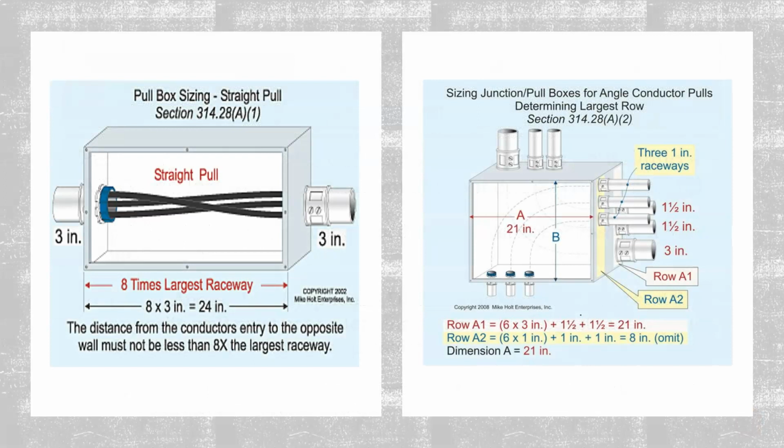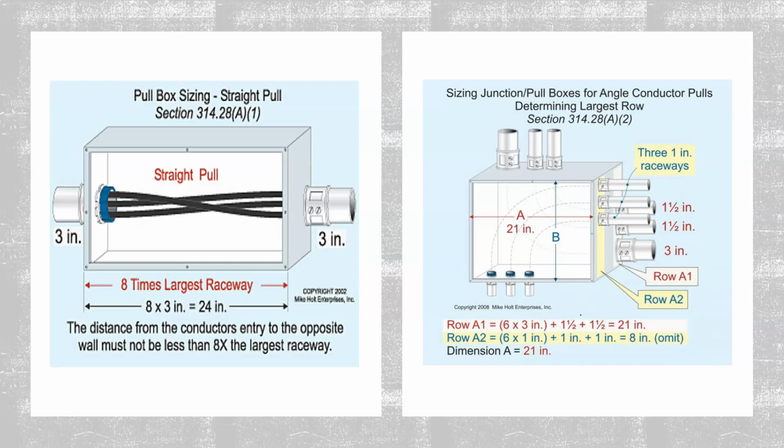So for our visual representations here, on our left-hand side, we're talking about A1 for a straight pull. For this picture, we have a 3-inch raceway entering the box and a 3-inch raceway leaving the box, and we're making a straight pull between the 2. So all we're going to do in this situation is take the largest raceway, in this case they're both 3-inch, and multiply that by 8. So we can see the distance between these 2 raceways equals 24 inches.